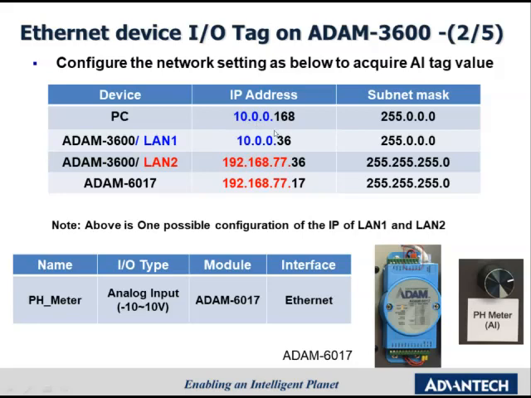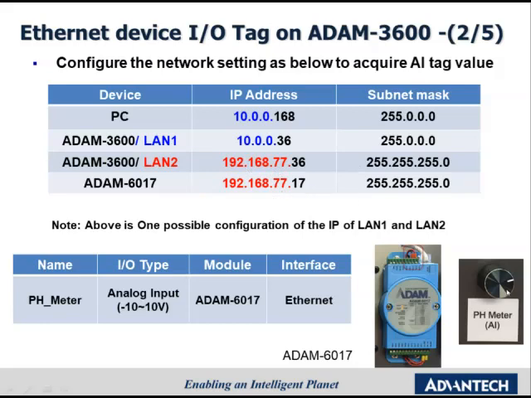As you can see, the PC connected with LAN 1 is using the network ID starting with 10.0.0, while LAN 2 and Advantech 6017 use the network ID starting with 192.168.7.7.